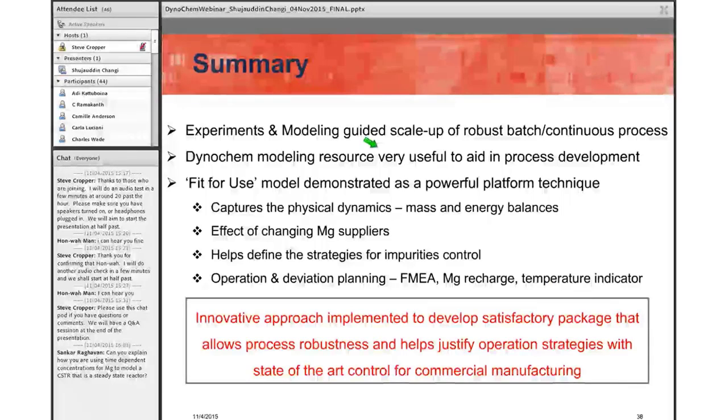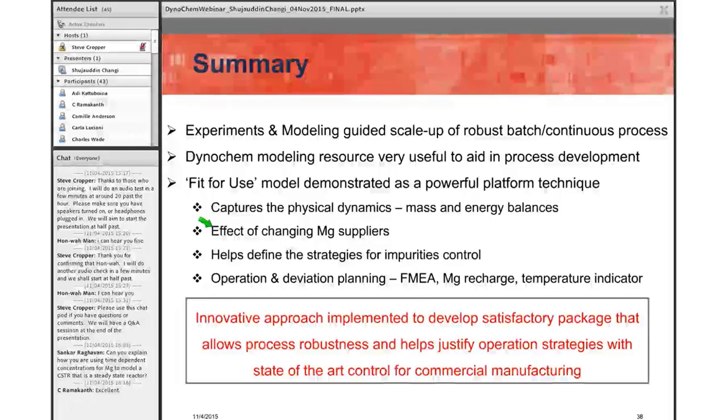And we were therefore able to use Dynochem and come up with a fit for use model, which is a very powerful platform because now we can actually, for the first time, capture the physical dynamics of the system and get a good estimate of the mass and energy balance. We can actually use the model without running additional experiments to capture the effect of different magnesium supplies.